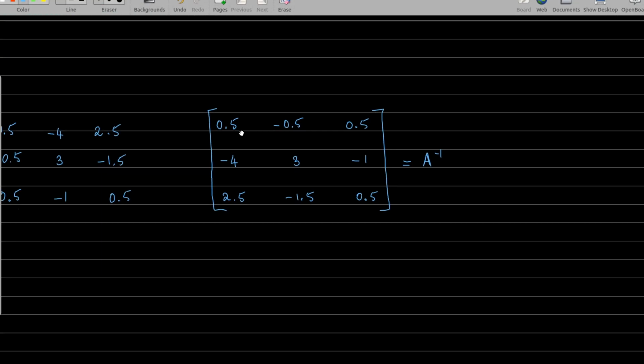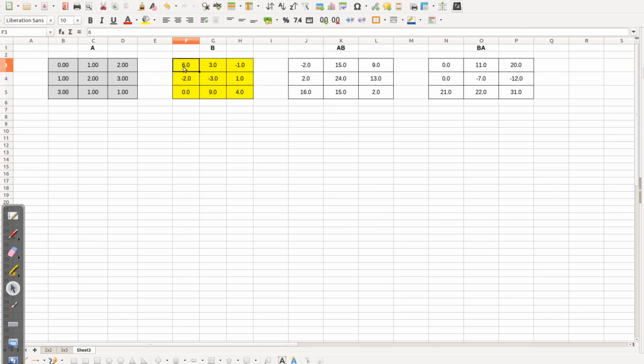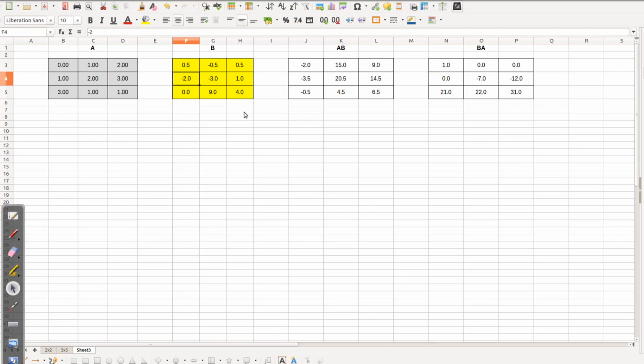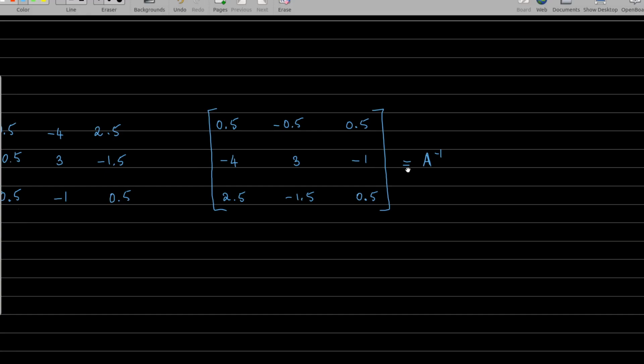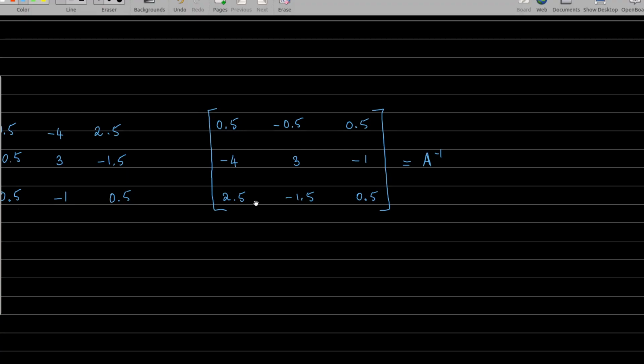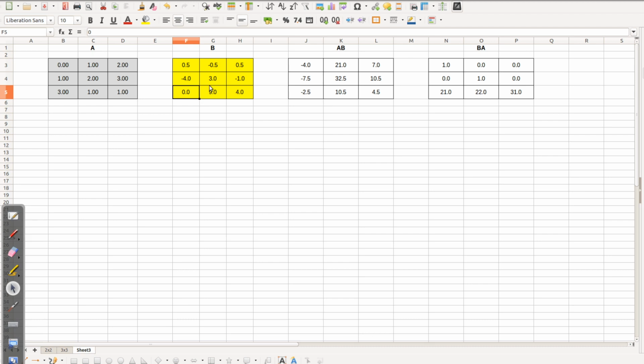And the other matrix that we got here was 0.5, minus 0.5, 0.5, then minus 4, 3, minus 1, and the last one will be 2.5, minus 1.5, 0.5.